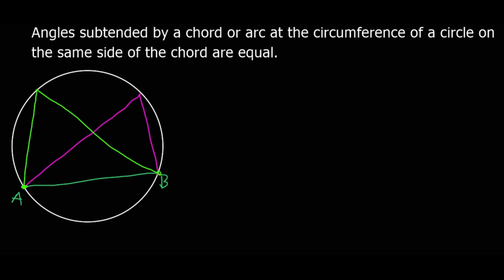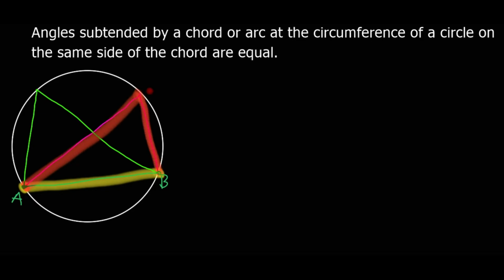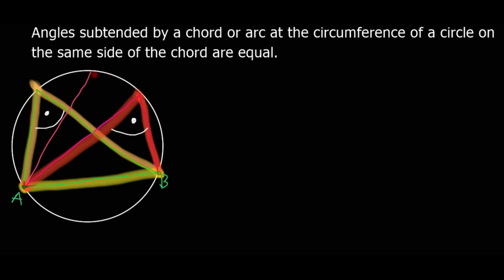For the reason that this chord created this angle, and at the same time created this angle, these angles are equal based on this theorem. If this angle is 30, then this angle is 30. And if you have another angle, these angles are equal.